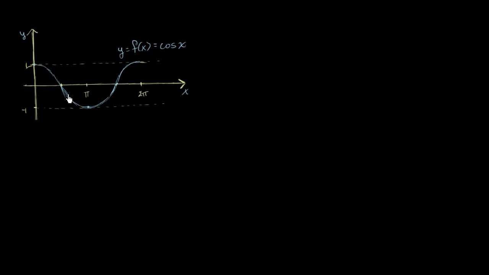What I've got here is the graph of y is equal to cosine of x. And what I want to do is figure out the area under the curve y is equal to f of x and above the x-axis. I'm going to do it over various intervals. So first, let's think about the area under the curve between x is equal to 0 and x is equal to pi over 2. So we're talking about this area right over here.